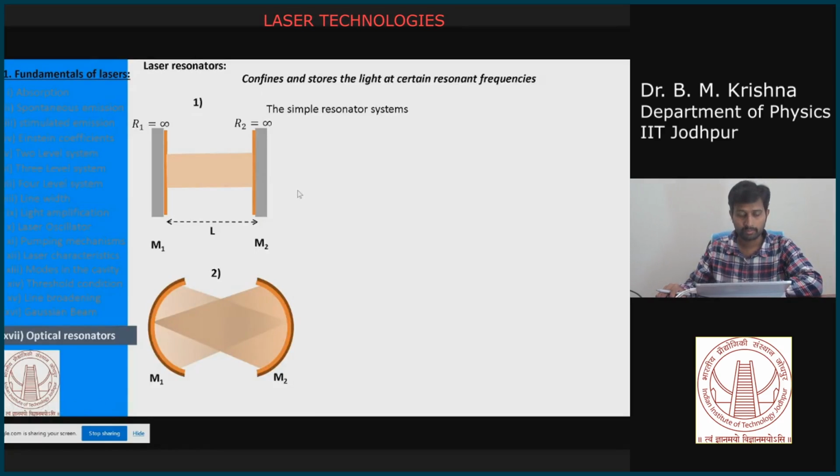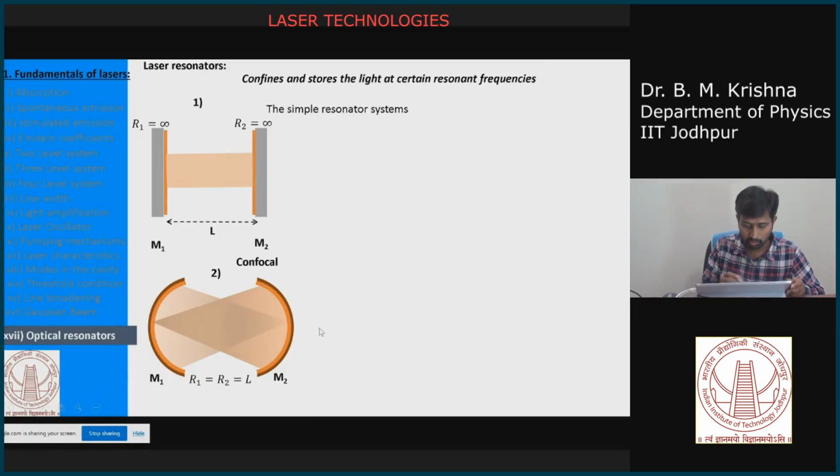Now we consider the second type. In this, these are spherical mirrors. Whatever light is incident, this mirror will try to focus on the other mirror, and that mirror will try to focus on this one. That means we design a cavity with R1 equal to R2. Both mirrors have the same radius of curvature, and that is equal to the distance apart. For example, the distance between these two mirrors you can measure like this. This distance is L.